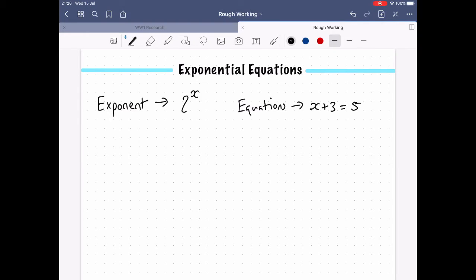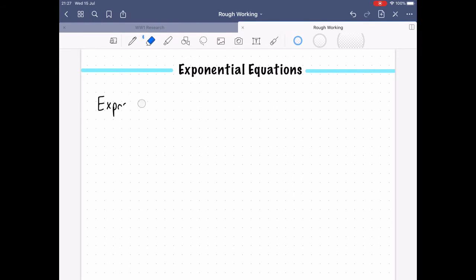And really, exponential equations are just a mix of these two. So instead of having unknowns as the base, with everything to the power of 1, you have them being the indice. So if we were to rewrite an exponential equation, it would be 2 to the power of x plus 3 equals 5. You can see x is now the indice. And this is really what this video is going to be about. So let's get into it.